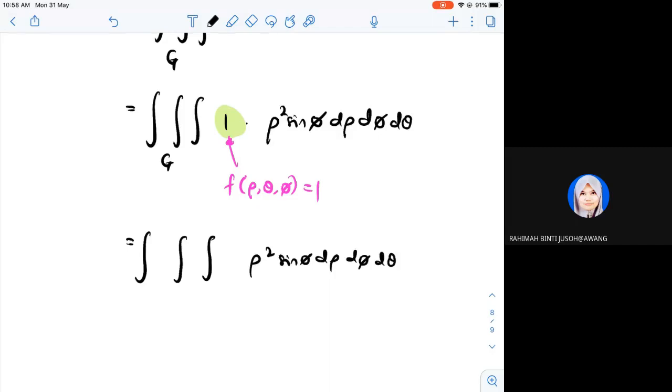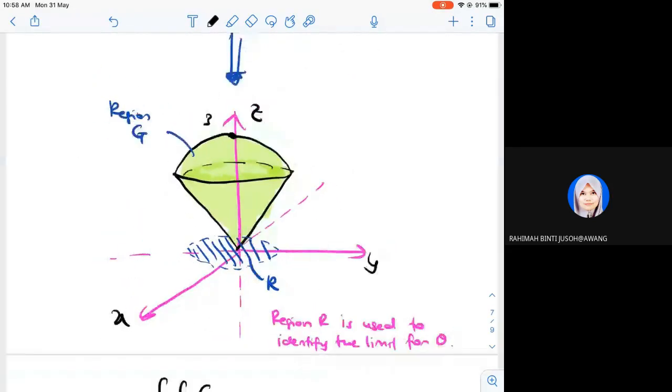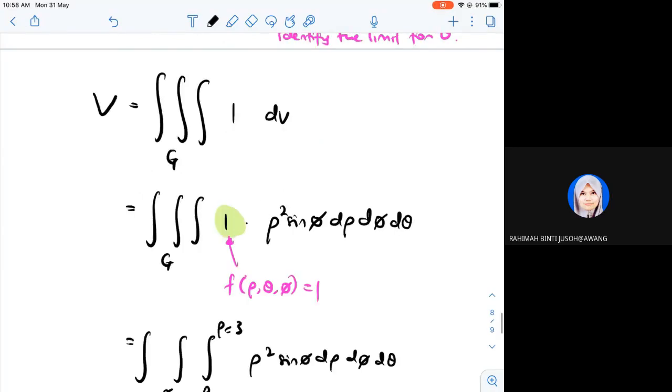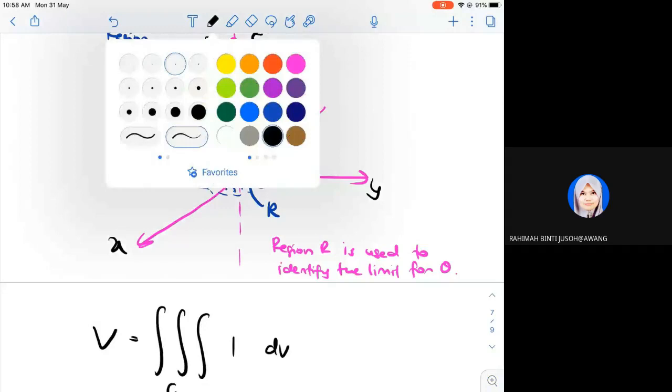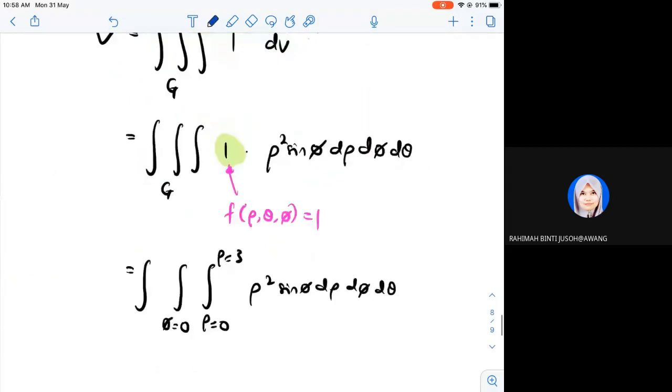So rho, of course, rho from zero. The radius of this sphere, the sphere on top. So from 0 until rho equals 3. Okay. And then now phi. Phi is from 0 from the z axis, the positive z, until here. That's your phi. Phi equals pi over 4. So from 0 until pi over 4.